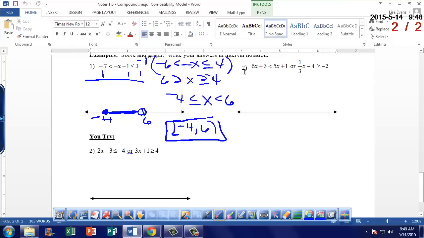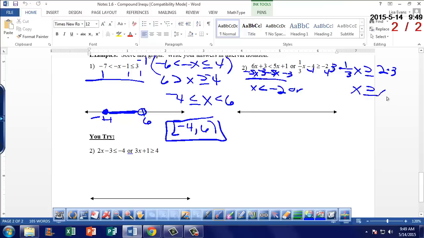Okay, now I have an example of an or. So I'm going to go ahead and solve. Now notice I'm solving these quickly because we practiced solving in the pre-unit. Add 4, so I get 1/3 x is greater than or equal to 2. Multiply both sides by 3. X is greater than or equal to 6. Open circle, arrow to the left, closed circle, arrow to the right. Here's how we write our interval notation.